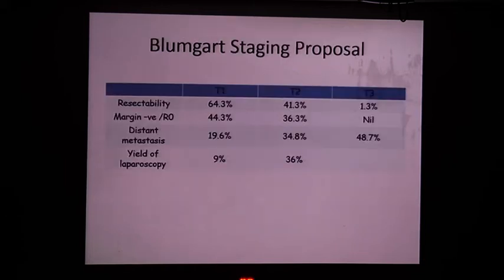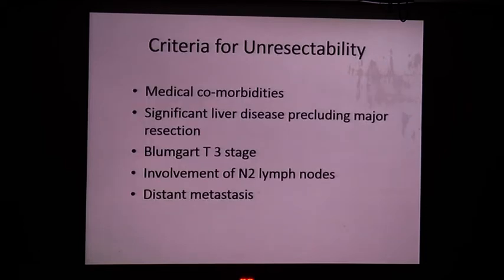Meaning it is unresectable. And this correlates with resectability being poor in T3, margin negativity being poor in this, and more often having distant metastasis. So it's a good predictor: if you have this kind of classification, you know what to expect in this patient.